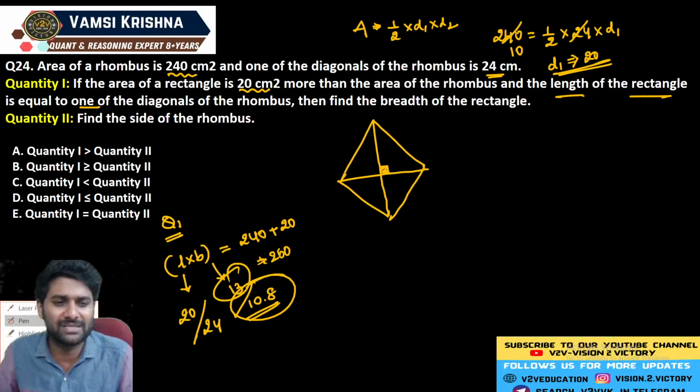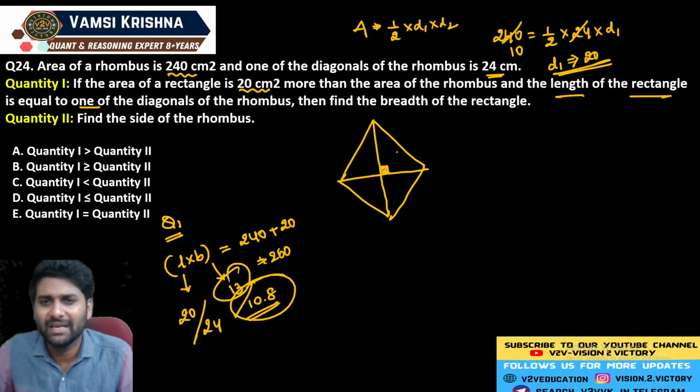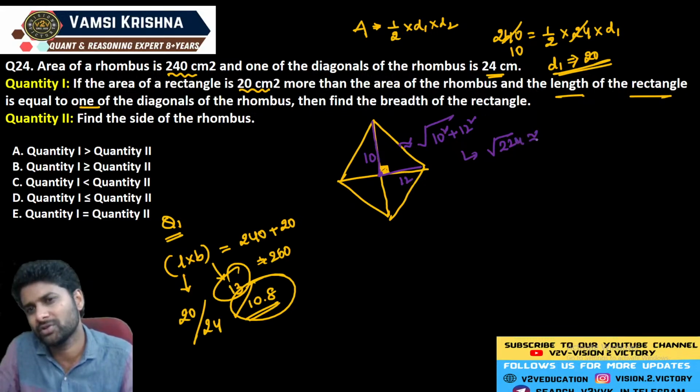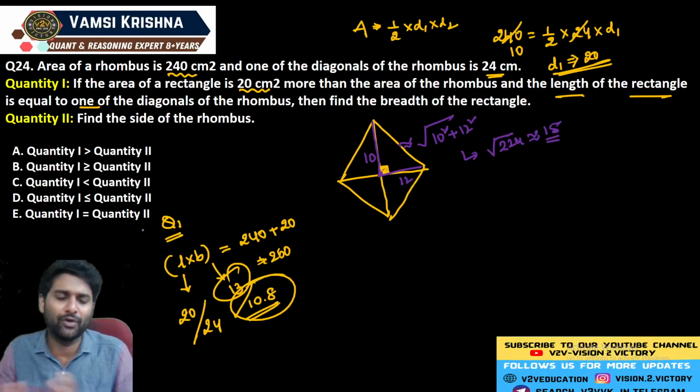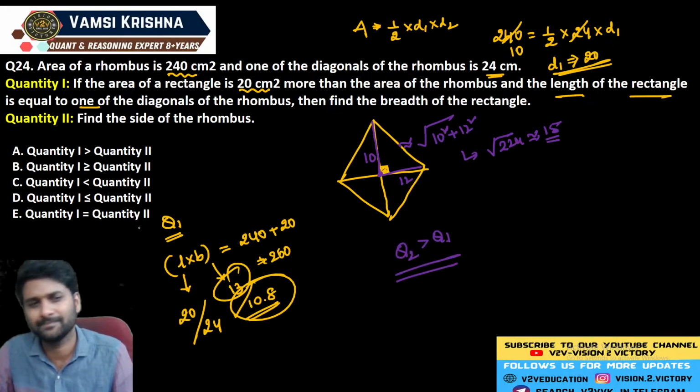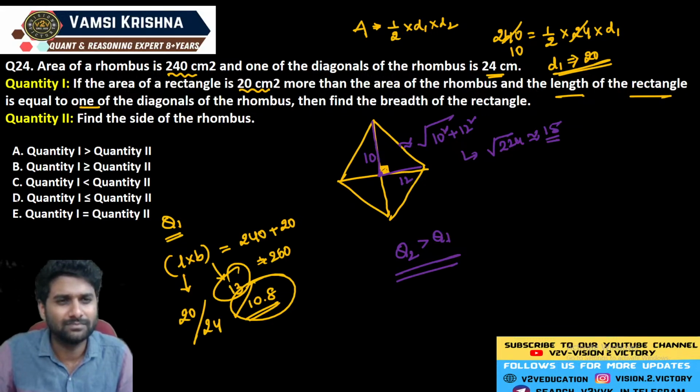Find the side of the rhombus, guys. For the side of the rhombus, you already know that the diagonals perpendicularly bisect each other, meaning from here to here the length is exactly equal to 10 and from here to here the length is equal to 12. Then the hypotenuse value is the square root of 244, approximately 15. Now if you compare quantity 1 and quantity 2, definitely Q2 is greater than Q1. So Q1 is less than Q2.